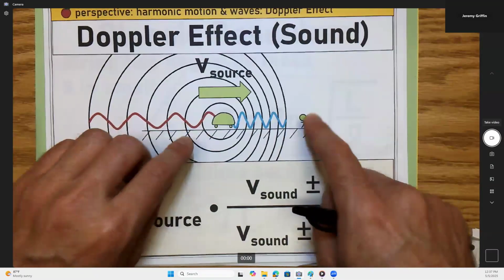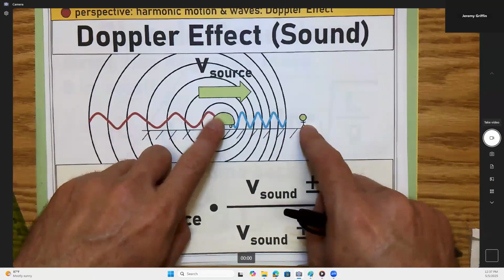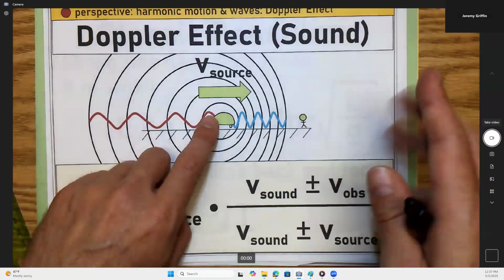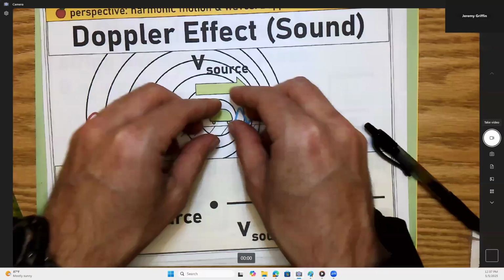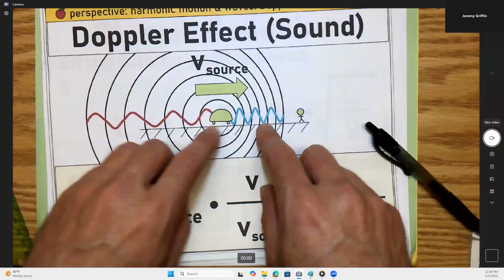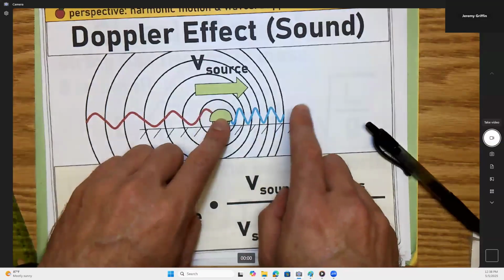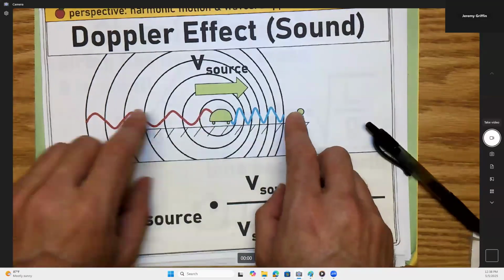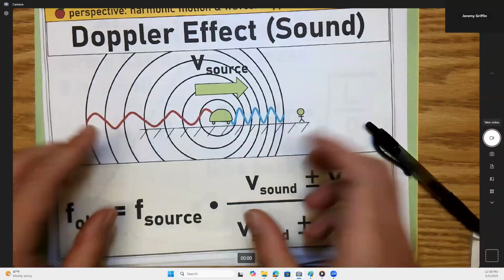Actually, how about this? What if the bug's not swimming at all? What if the bug's just hopping up and down, and the water's also not moving? Would these be all concentric circles, just out like that? And then maybe the bug's going blip, blip, blip, and the wave crest reaching you is blip, blip, blip, and someone on the side gets blip, blip, blip, all the same, right?